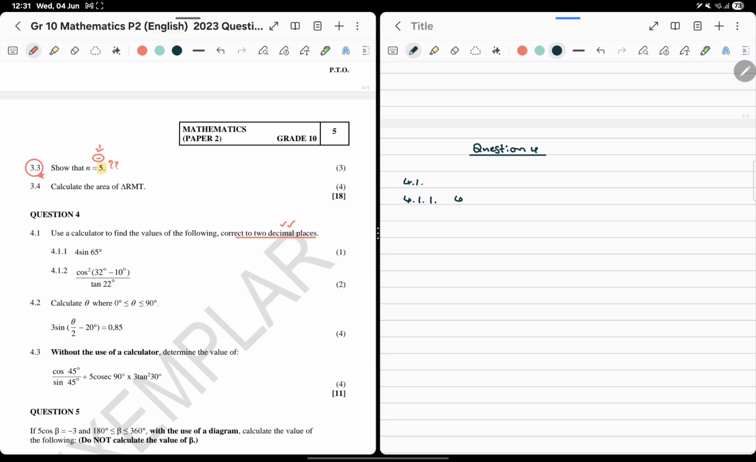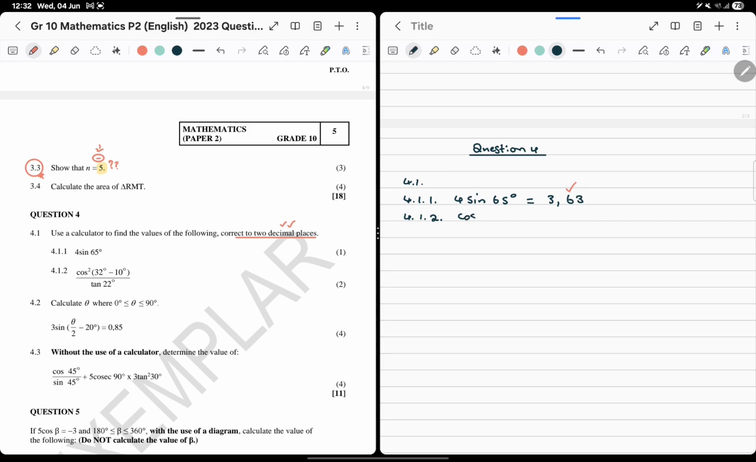So 4.1.1. We've got 4 sine 65 degrees. What should this be? We just put it on the calculator. So this is 4 times sine of 65. So just make sure the brackets are good, guys. So this gives us 3.63 to 2 decimal places. Here we don't need to write a unit at all, but we can if we want. But at this point, we just avoid unnecessary stress.